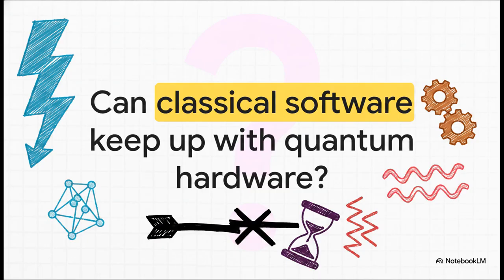So it all really starts with this one high-stakes question. Can classical software actually keep up with quantum hardware? You see, quantum computers operate on microsecond scale cycle times. They are blazingly fast, but they are also incredibly noisy. If our classical software can't decode the errors fast enough, the whole quantum system essentially collapses. At the end of the day, classical processing latency is the ultimate bottleneck.